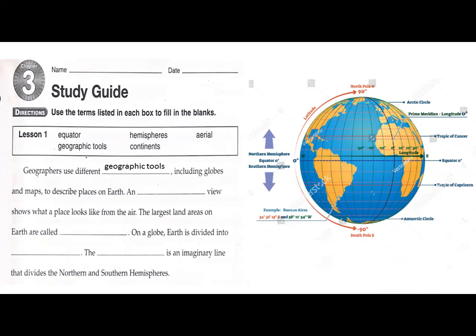An blank view shows what a place looks like from the air. So an blank view from the air. Air, aerial, the answer is aerial. Great, let's look at the next sentence.